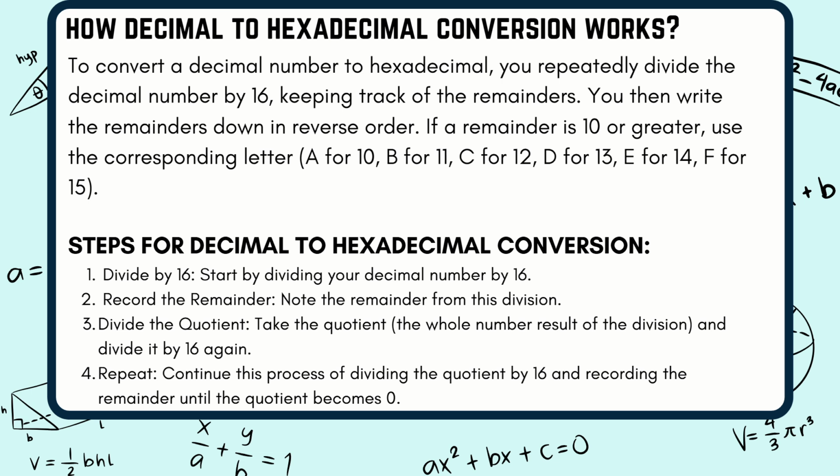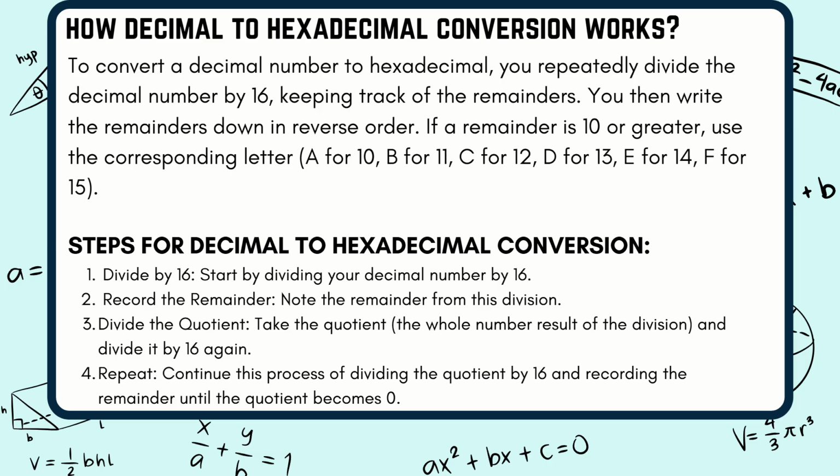If a remainder is 10 or greater, use the corresponding letter: A for 10, B for 11, C for 12, D for 13, E for 14, F for 15. So these are the steps for decimal to hexadecimal conversion. Step 1, divide by 16. Start by dividing your decimal number by 16. Step 2, record the remainder. Note the remainder from this division.